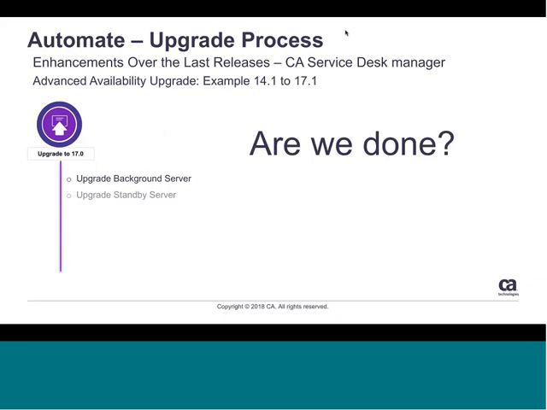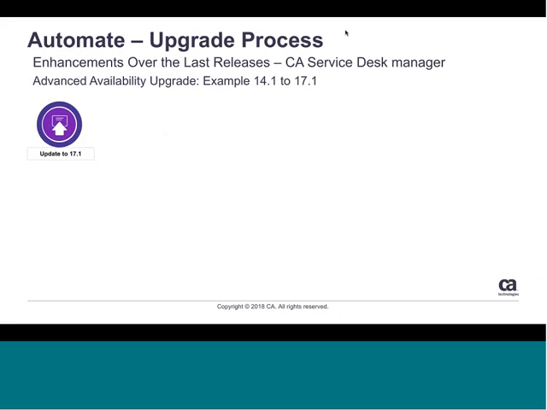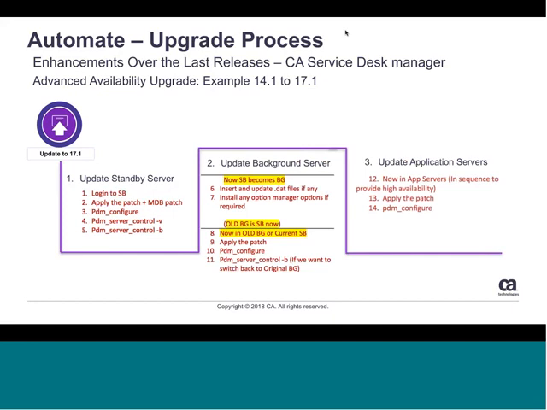Now the question is, are we done? No. You have just upgraded to 17.0. You still have to upgrade to the 17.1 minor version. And that was a longish process wherein you update the standby server with the minor patch first, which included multiple steps. Then you update the background server. Then you update each of the application servers. And then you are done. This included steps like suppressing the version control, bringing it back, loading the insert and dat files, with multiple steps on each of the servers if you have a large configuration or a large number of servers deployed.